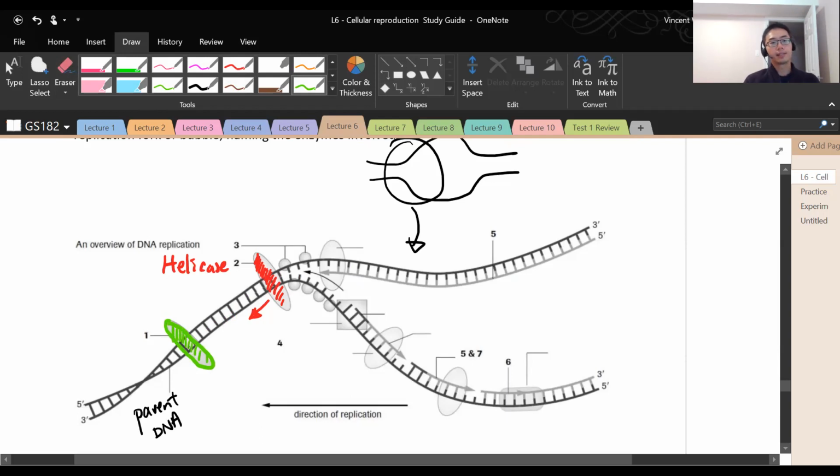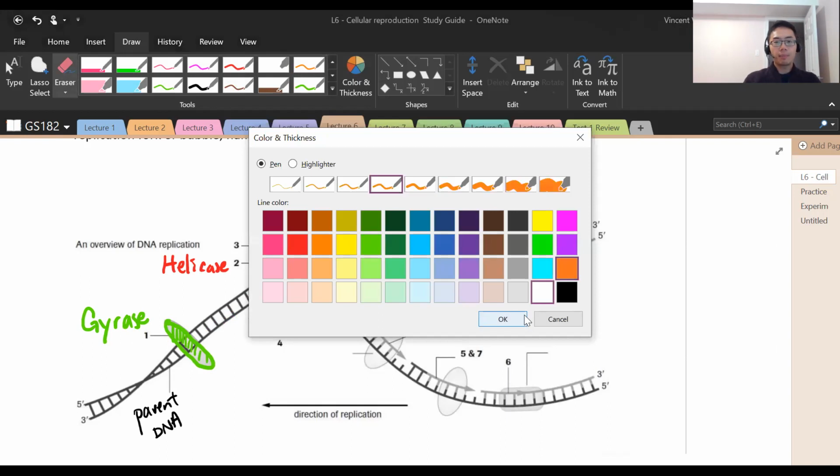What is that? Thank you, KZN. This is the gyrase. It's going to relieve the tension that builds up in the parent DNA as the helicase is unwinding. And like I said, the 2 strands that you pull apart want to come back together, and we cannot allow that to happen.